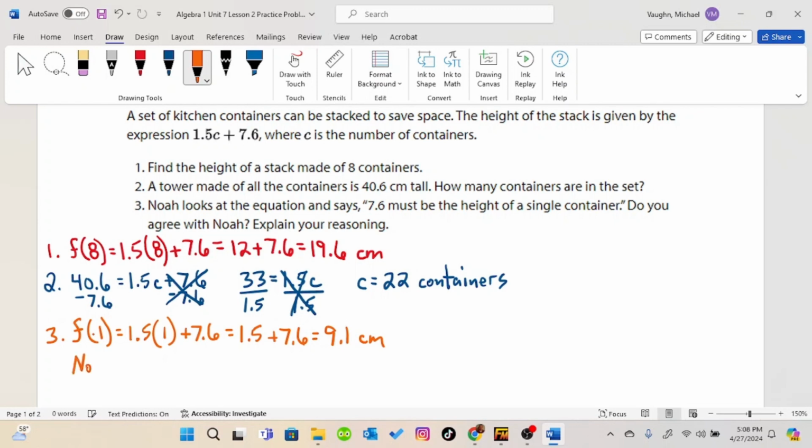So no, because one container has a height of 9.1 centimeters.